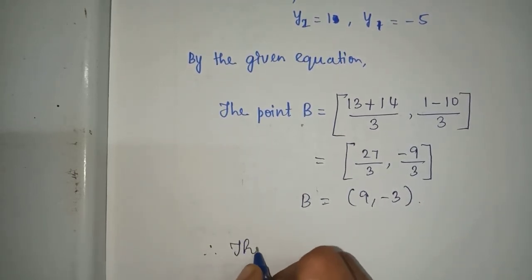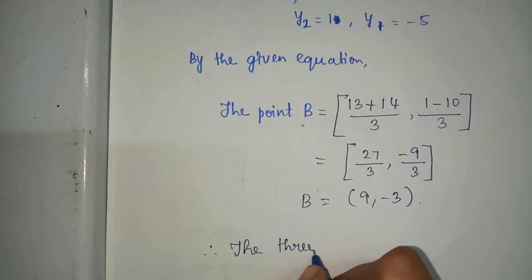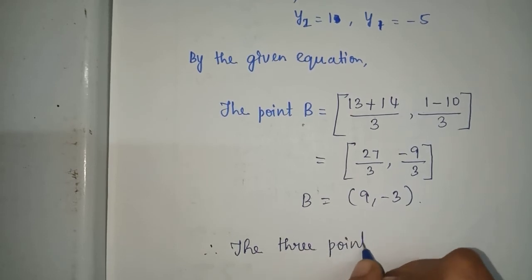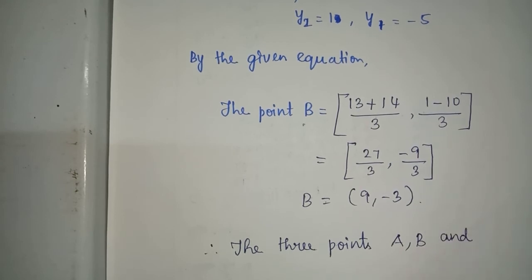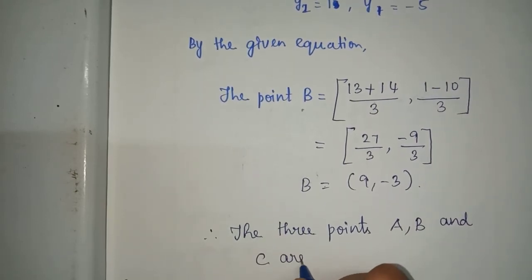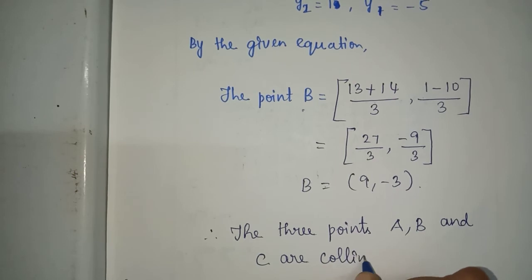Therefore, the 3 points A, B and C are collinear.